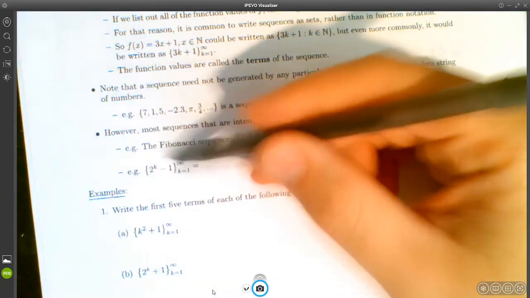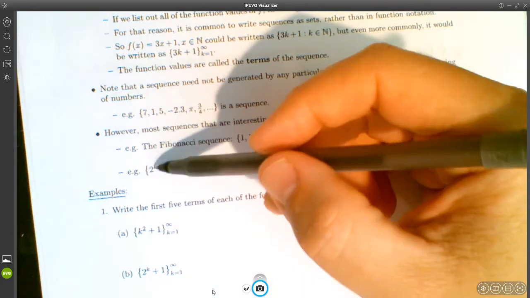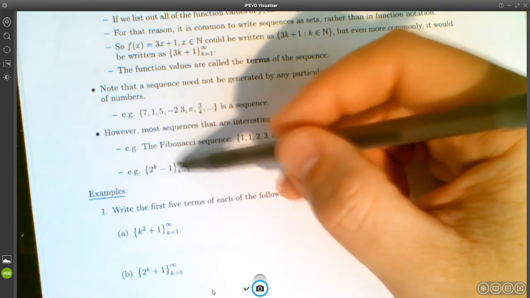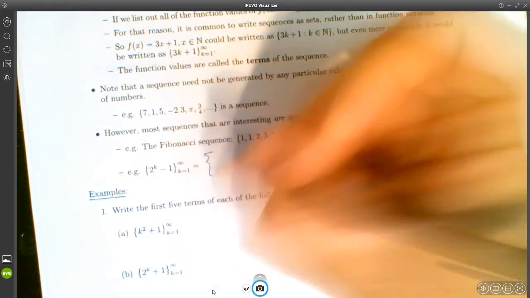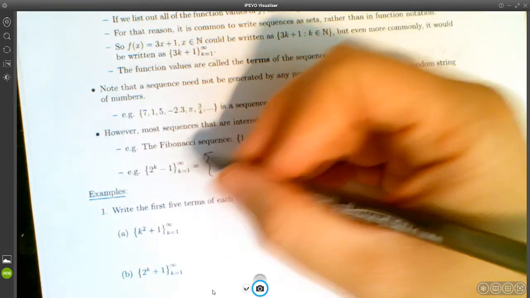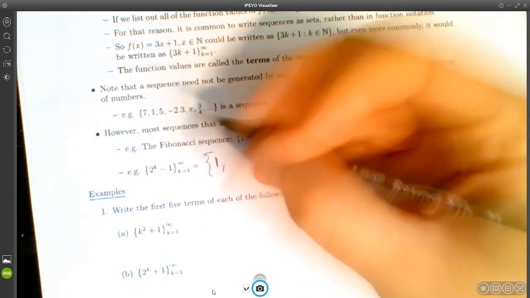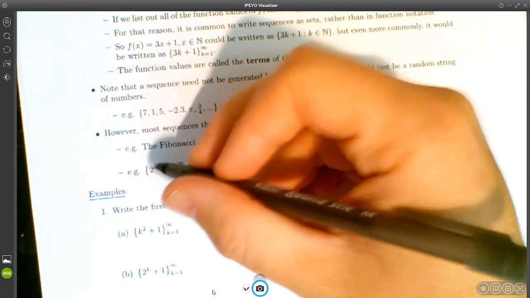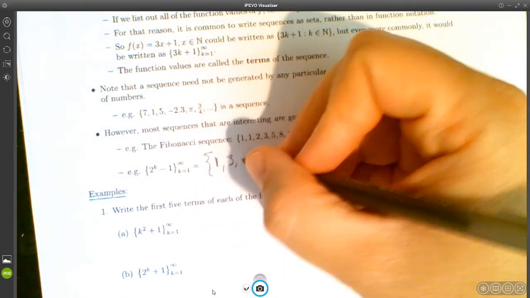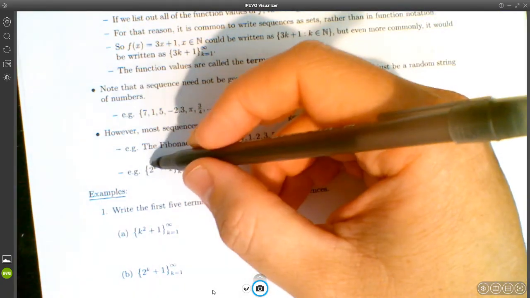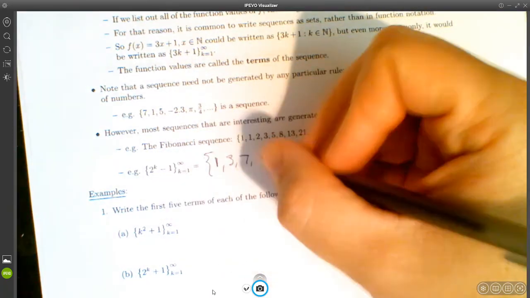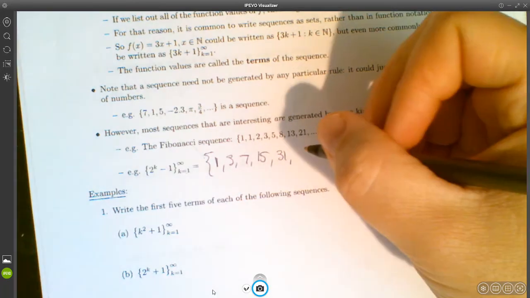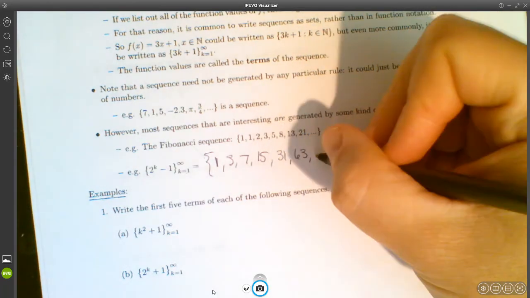Here's another sequence generated by a rule. This one's even more straightforward because we're telling you the rule is going to be 2 to the k power minus 1. We're going to start with k equals 1, and then go on and on forever. So at k equals 1, 2 to the first power is 2, and 2 minus 1 is 1. Then plug in 2: 2 squared is 4, 4 minus 1 is 3. Then 3: 2 cubed is 8, and 8 minus 1 is 7. Then 4: 2 to the fourth is 16, and 16 minus 1 is 15, and so forth. I think the next one would be 31, and then 63, and on and on.